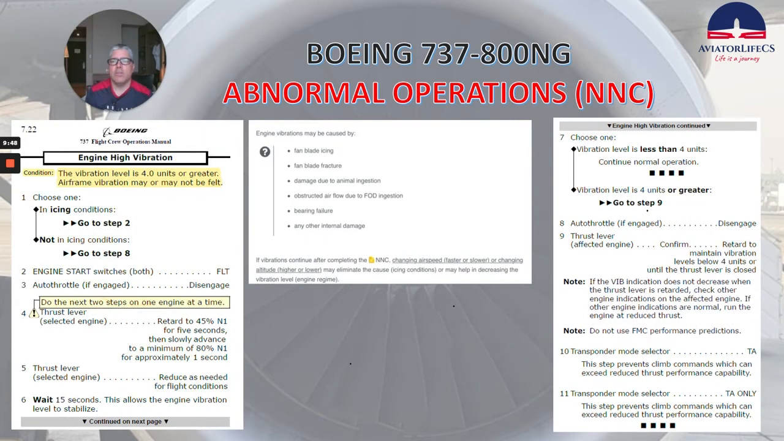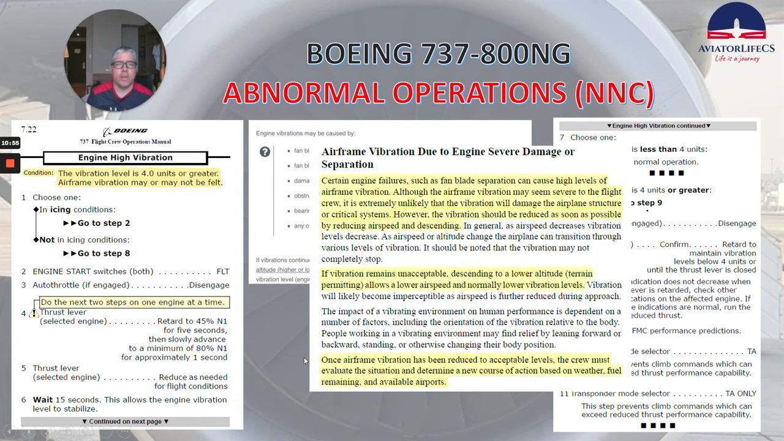Now let's talk about engine high vibration. Condition: the vibration level is 4 units or greater. Airframe vibration may or may not be felt. So here in the FCTM, we can read about the airframe vibration due to an engine severe damage or separation. It says certain engine failures, such as a fan blade separation, can cause high levels of airframe vibrations. Although the airframe vibration may seem severe to the flight crew, it is extremely unlikely that the vibration will damage the airplane structure or critical systems.